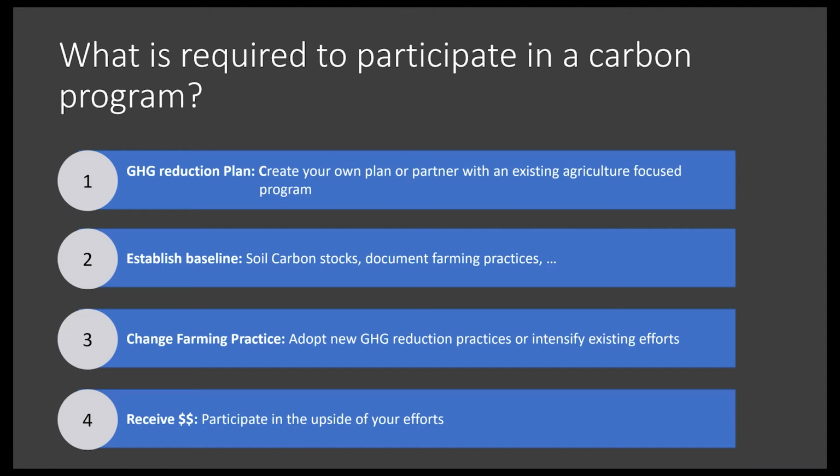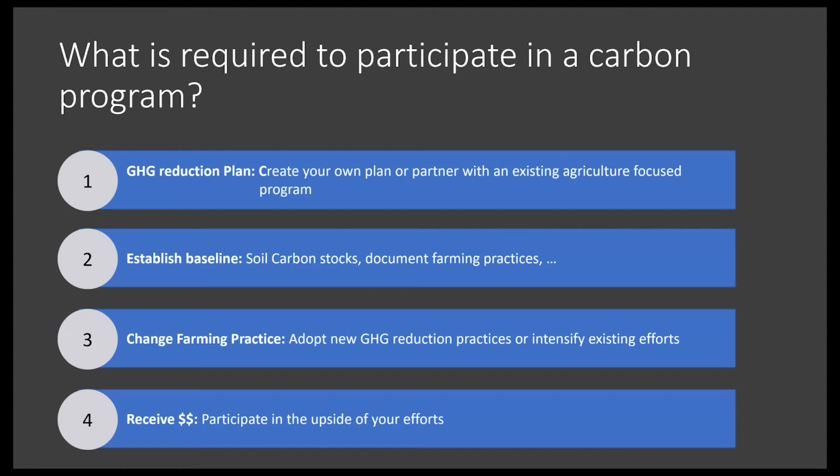And the purpose of that is to continuously get improvements. So you're going to try to adopt new greenhouse gas reduction practices, or if you're already doing something, to intensify existing efforts. And again, the goal is to reduce greenhouse gas emissions, and those range across that spectrum that I talked to. And then finally, ultimately, receive money, participate in the upside for your efforts. And there's actually a couple of signs. Money is one thing, but increased soil health and actual reduction of greenhouse gases, those are all the value that you receive once you come out of these plans.